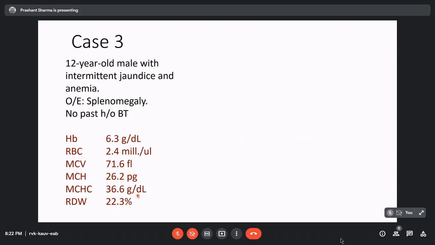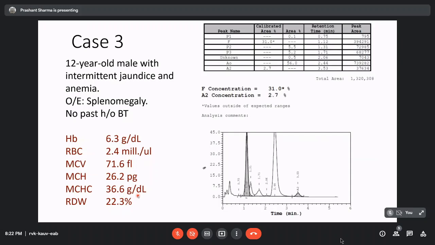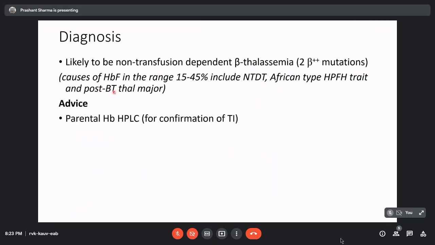So the next thing you do is order an HPLC, and this is what it showed. The hemoglobin F was 31%, the A2 was normal range, and the adult hemoglobin was proportionately low. And the HPLC shows the increased F. So together with these findings, the diagnosis is a clear-cut case of non-transfusion dependent beta thalassemia. And this typically happens when the person inherits 2 beta plus mutations.